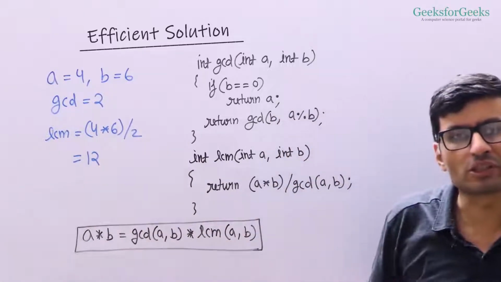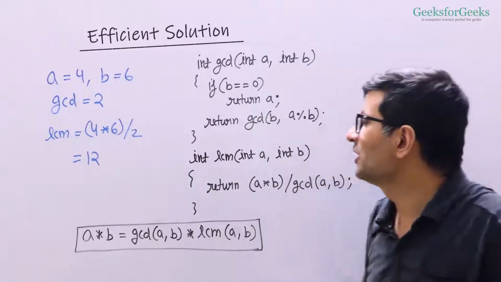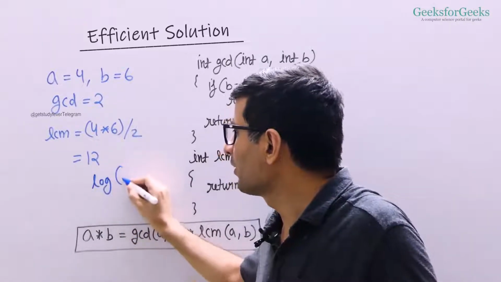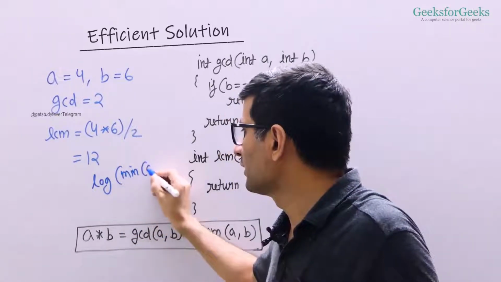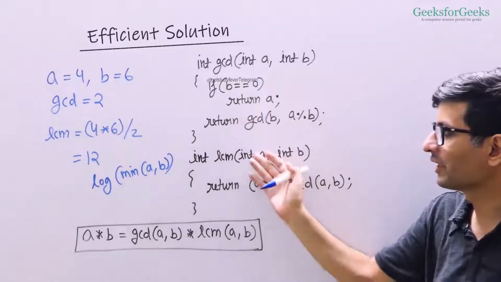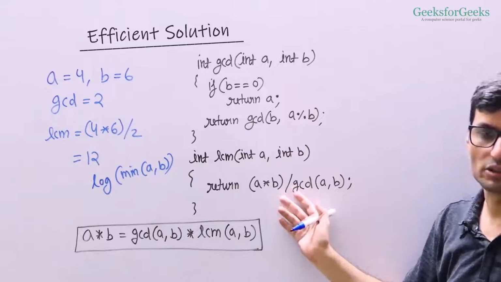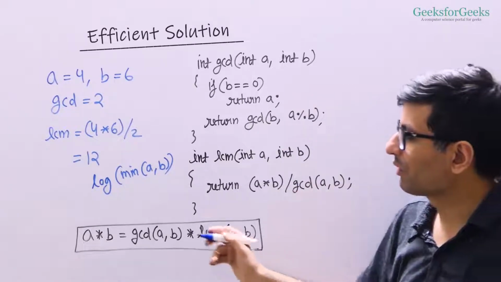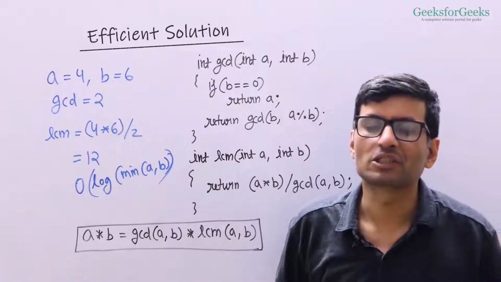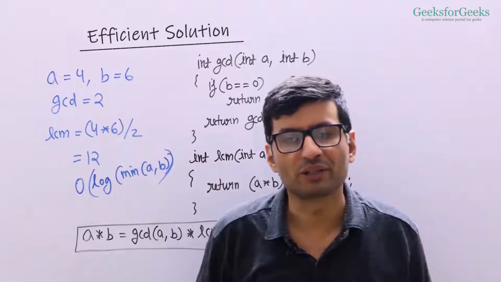Now what is the time complexity of this algorithm? See, GCD function has time complexity as log of min of A comma B. That's the time complexity of GCD function. That's all we are doing. Apart from this, we are doing some constant number of operations. So our overall time complexity is this much. So this is logarithmic time complexity, which is much better than the solution that we discussed earlier.